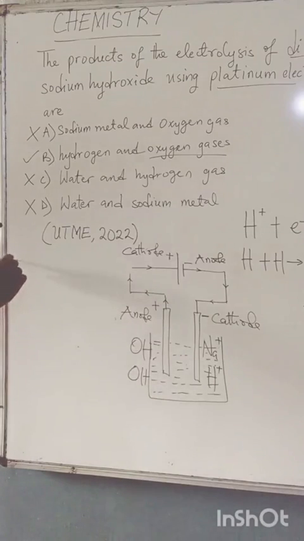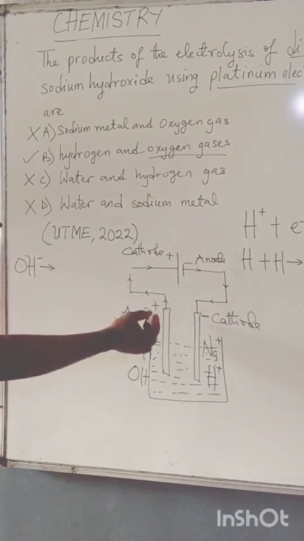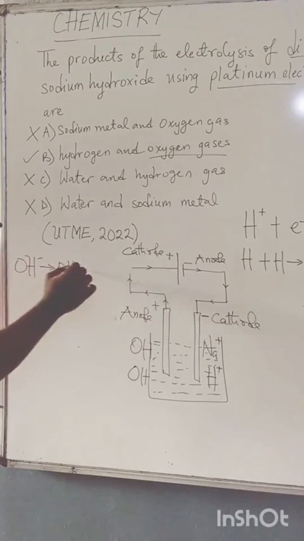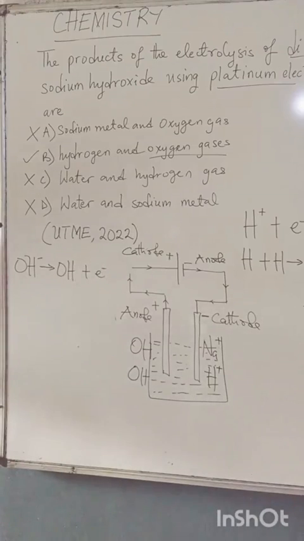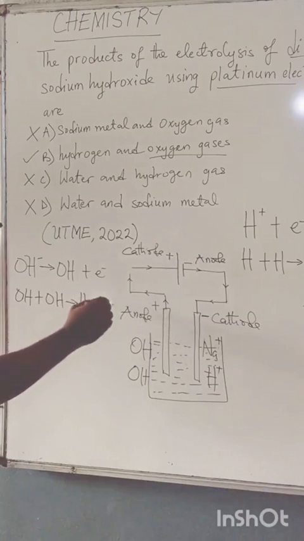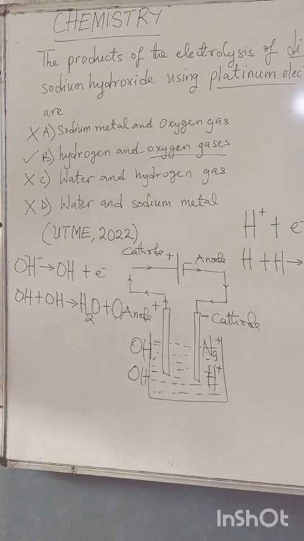At the anode, OH ions. Remember, anode is positively charged. So each OH ion is going to lose its extra electron. It's going to drop it because anode is deficient in electrons. It wants more electrons. Do you understand what I've explained? This has excess electron. It's going to drop it and becomes neutral. Then again, the OH is going to combine with another OH to become H2O and oxygen. Do you understand?